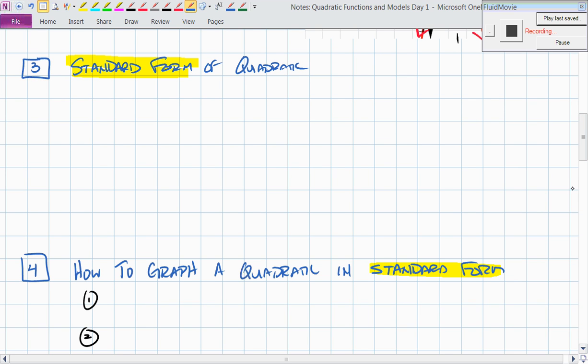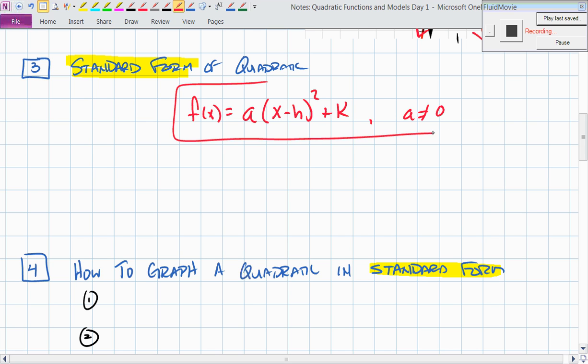All right, standard form for a quadratic. This is a very, very useful form. It looks like this: f of x is equal to a times x minus h squared plus k. Again, a is not allowed to be 0. So why is this important? Why do we care about the standard form for the quadratic? Well, one thing we can do is read off a lot of important information.